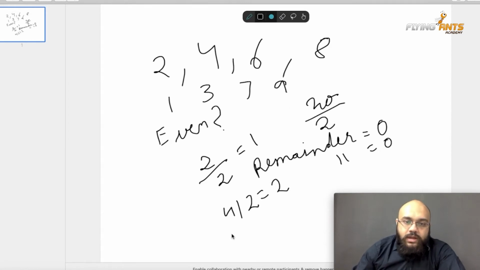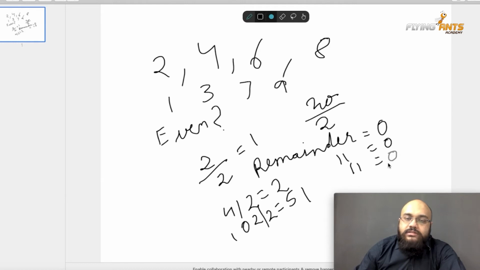Now 102 divided by 2, for example, is 51, and again the remainder is 0. So we see a common pattern over here. Now let's say we have 3 divided by 2. So 3 divided by 2 would of course be 1.5 if we are using decimals. If we are just using normal division, it would be 1, and the remainder would be 1, right? The remainder of 3 divided by 2 would be 1.